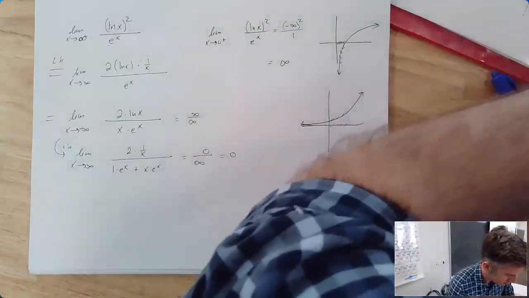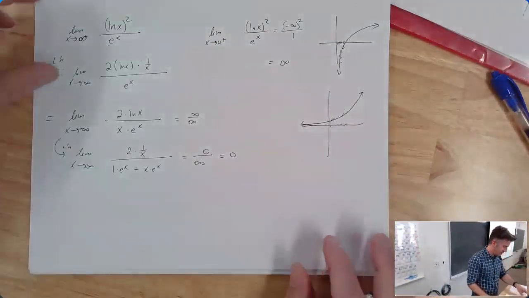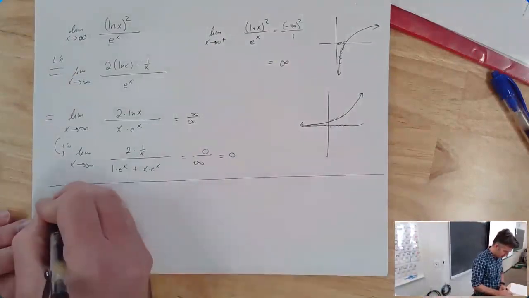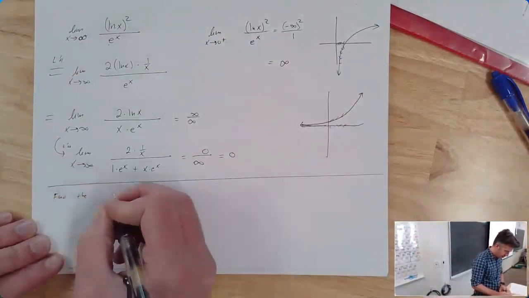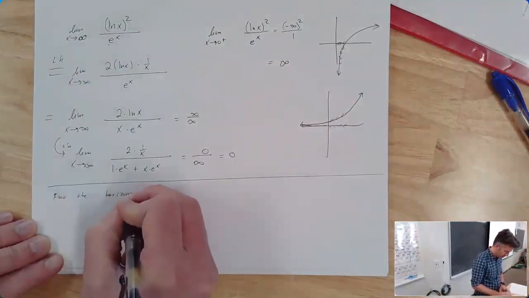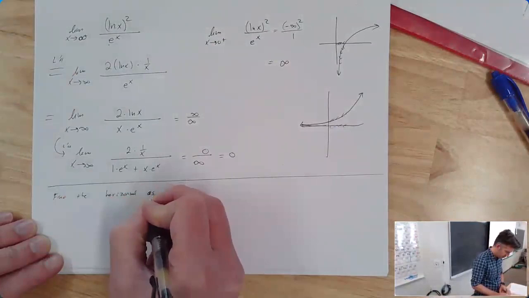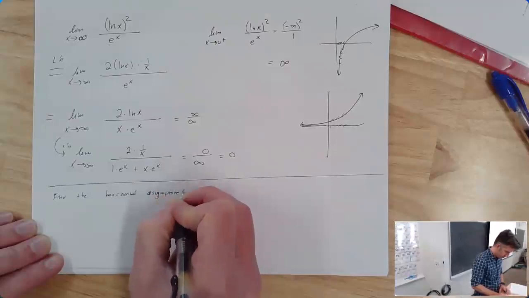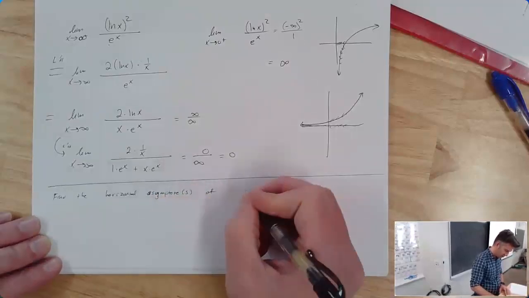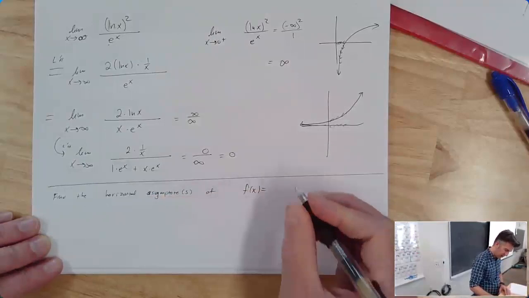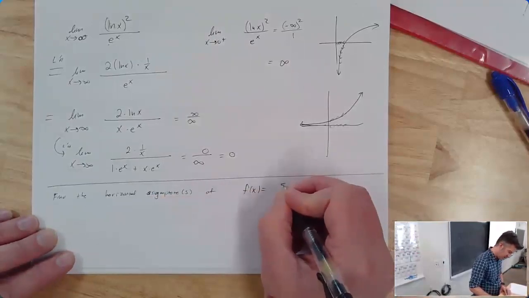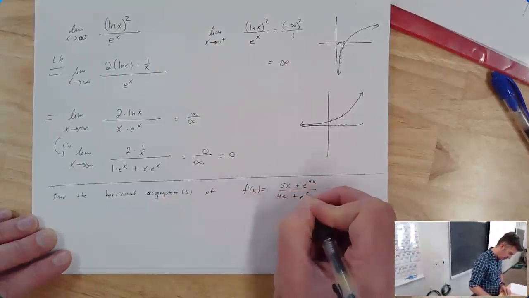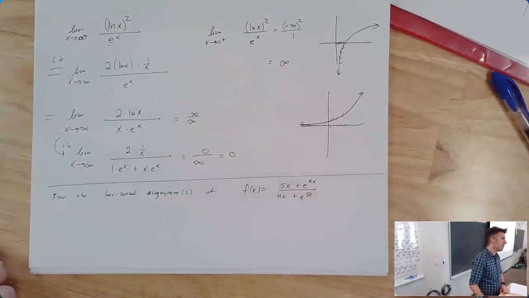I had one other good one. Sometimes people will ask questions in this sort of vein in the following way: find the horizontal asymptotes of the following function. f of x equals, I forgot what it was, I think it was 5x plus e to the 4x, or 4x plus e to the 5x. That's close enough.